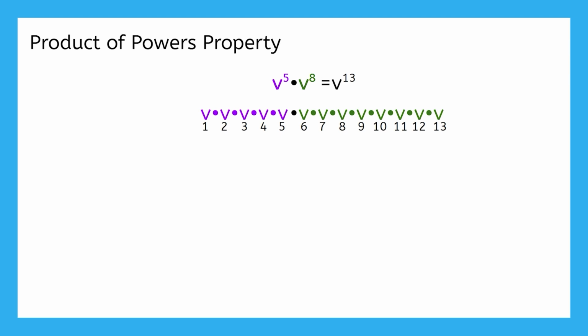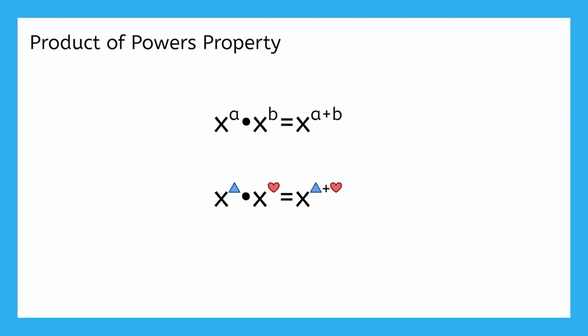The product of powers property is really useful to making operations like this more efficient. We can represent this property more generally by saying that x with some exponent a times x with another exponent b can be simplified to a single instance of x with an exponent of a plus b, the sum of the original exponents. If having a lot of variables altogether feels a little overwhelming, you can rewrite this property in a way that feels better for you, like using shapes instead of variables.